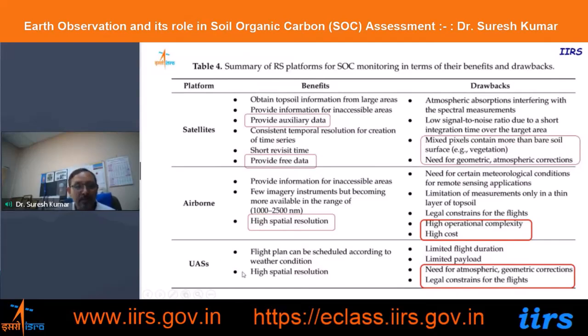UAV, which is coming these days, has a problem of doing the atmospheric and geometric corrections. But it is being used today, and it can provide you high spatial resolution data. So satellite data coming in the coming years may be very useful for mapping of soil carbon.